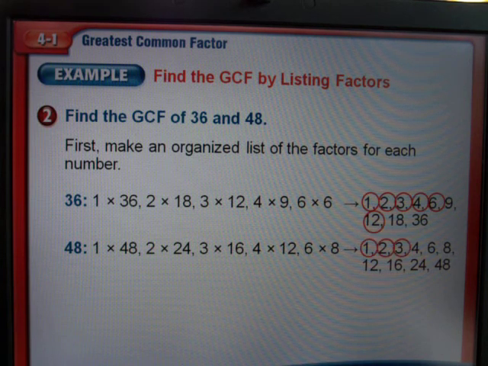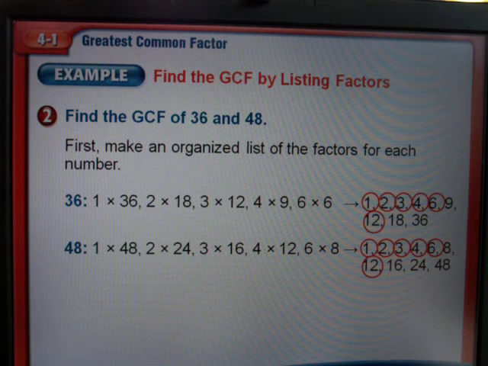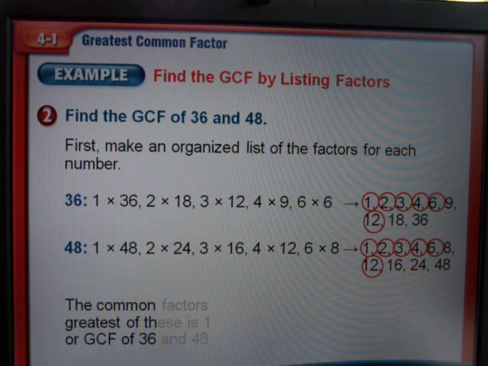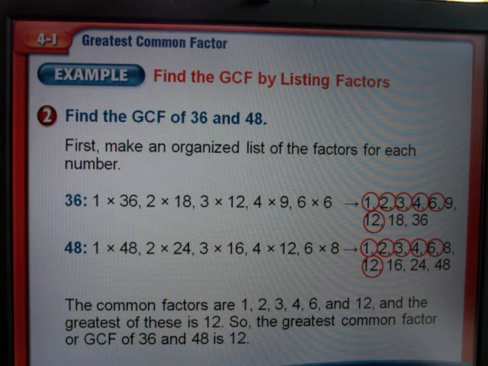They're going to go through and identify all the common factors, but they're not asking us to find all the common factors, they're asking to find the largest of them. And so it looks like the greatest common factor is 12.